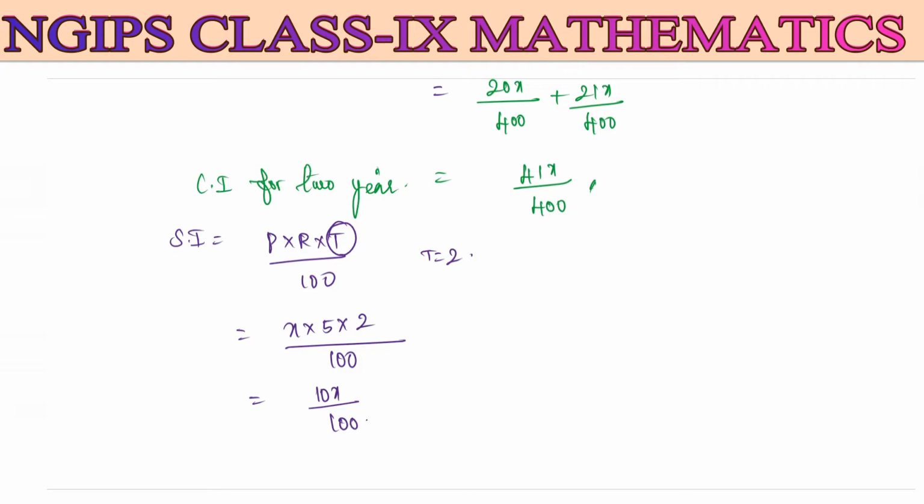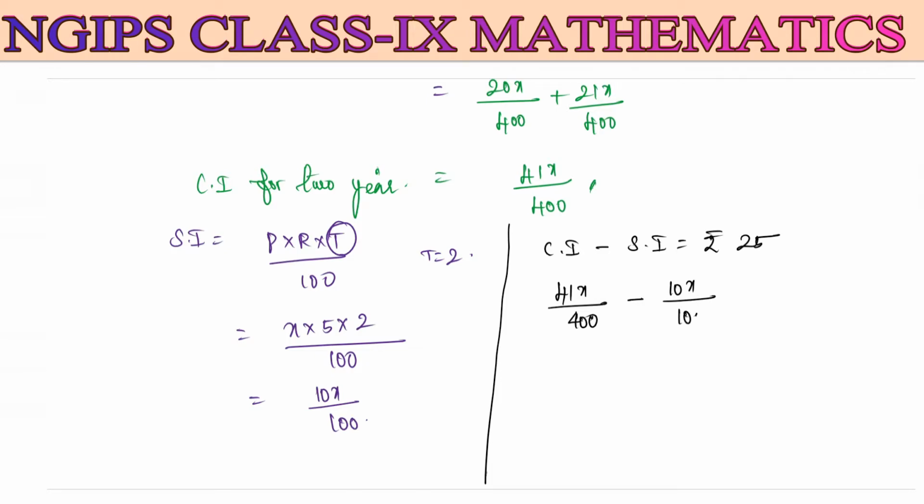Here the difference between the compound interest and the simple interest is given as rupees 25. So the compound interest, 41x divided by 400, minus the simple interest, 10x divided by 100, is equal to 25. If you take the LCM of 400 and 100, we are going to get 400. So to get 400, I am going to multiply by 4, so that I am going to get the answer.